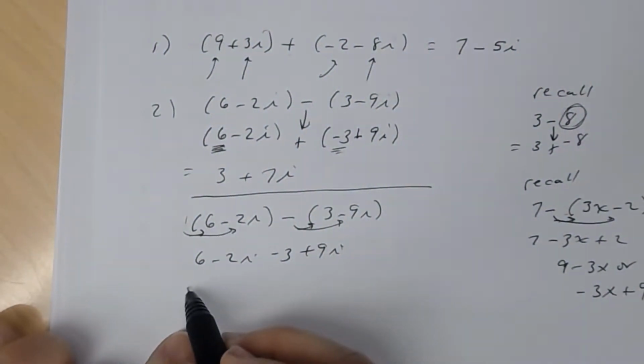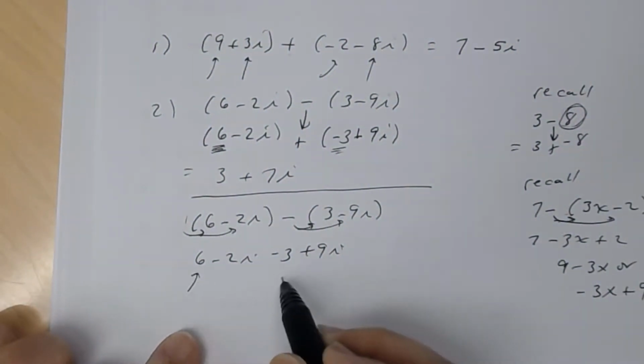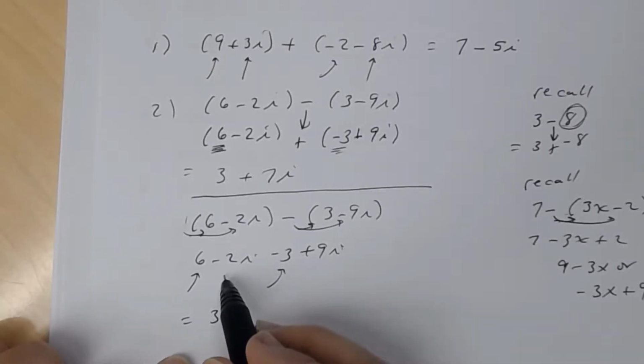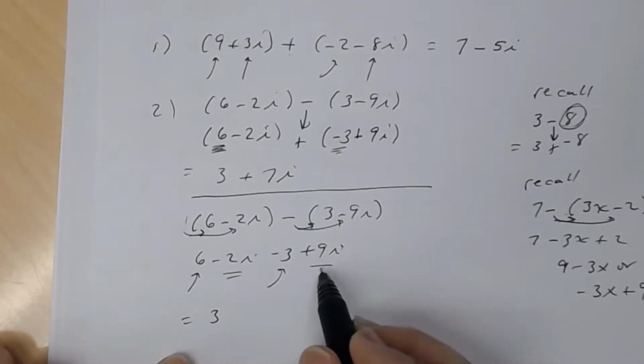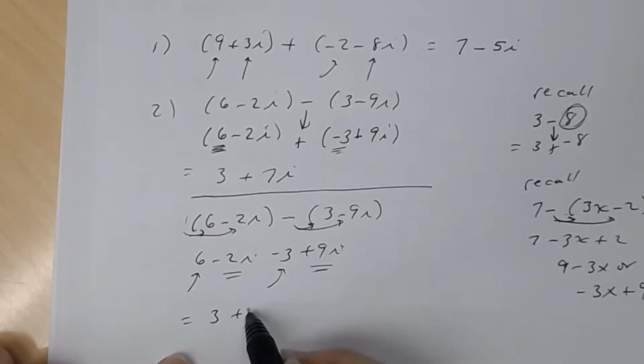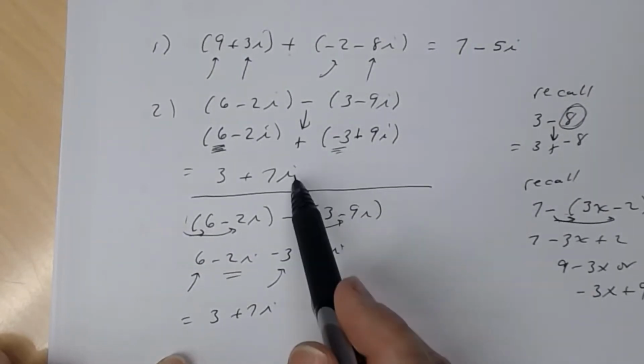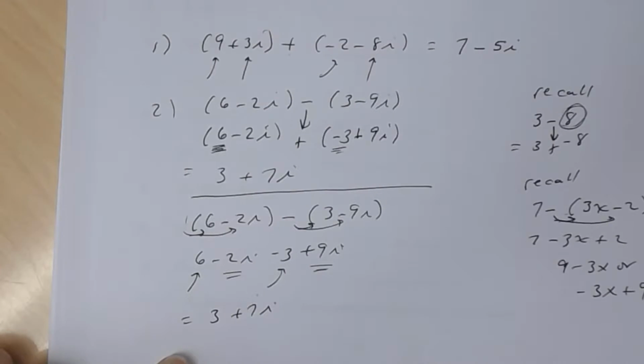So the constants, you have 6 and a negative 3, as a positive 3, and your imaginary terms, negative 2i and a positive 9i, as a positive 7i. All right, so regardless of which approach you take, you get the same answer.